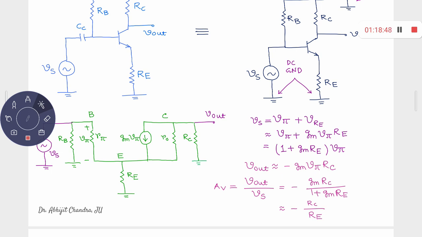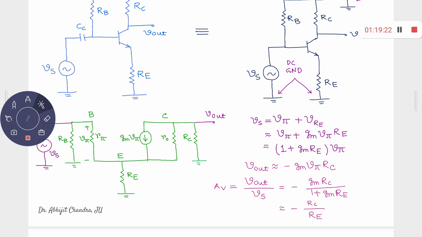And if I consider that this gm RE product is much, much larger as compared to unity, then once again it is equal to minus RC upon RE. And that's a much more stable gain. Previously we had minus gm RC, and this time we have minus RC upon RE. It's a ratio of two resistors, so it's not a function of beta, not a function of any of the transistor parameters, and not a function of the temperature. You assume that the resistance value doesn't change with the temperature. So this circuit is much more stable.